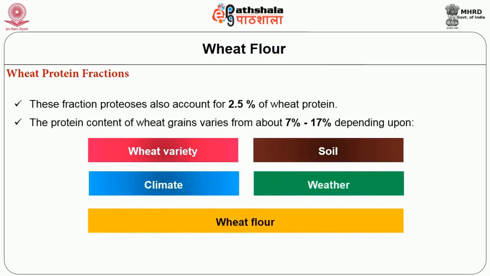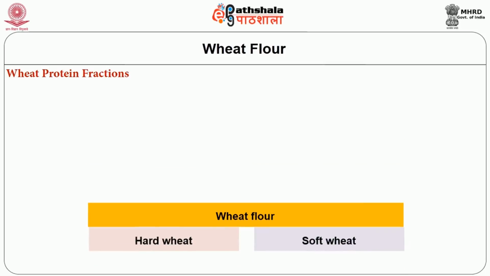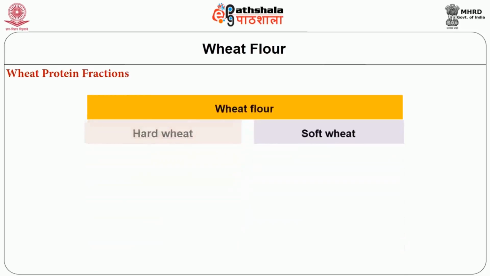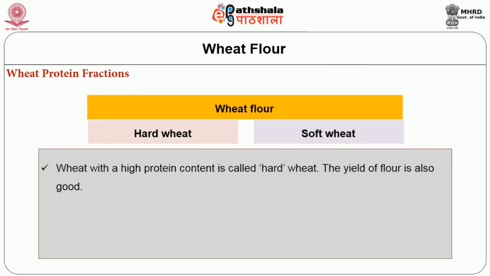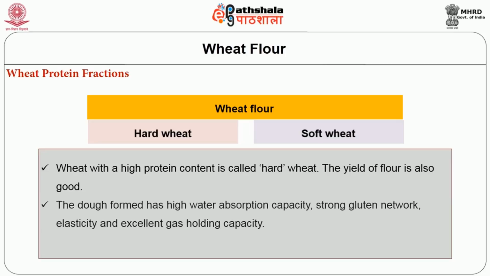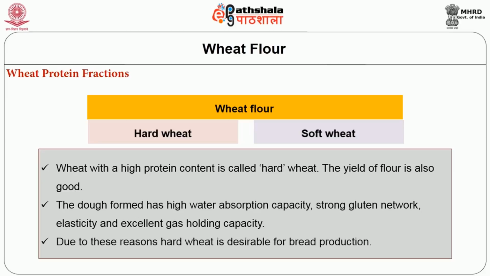The commercial wheat flour is obtained from two types of wheat, hard wheat and soft wheat. Hard wheat has a high protein content and the yield of flour is also good. The dough formed has high water absorption capacity, strong gluten network, elasticity and excellent gas holding capacity. Due to these characteristics, hard wheat is desirable for bread production.